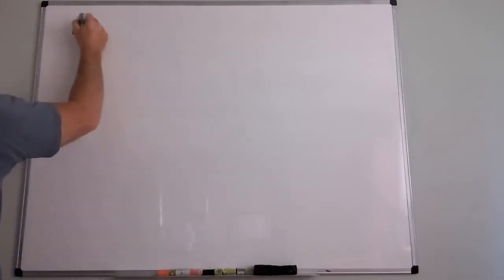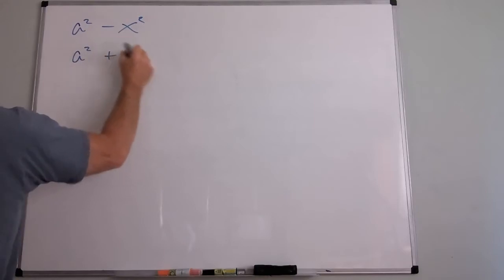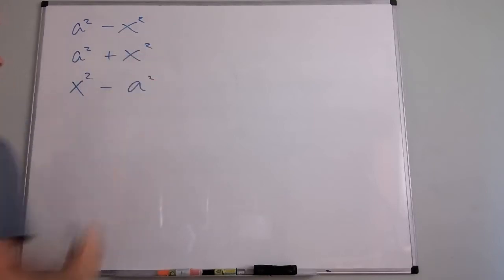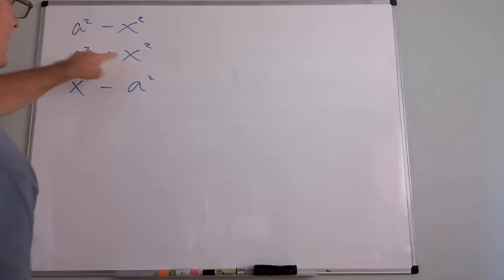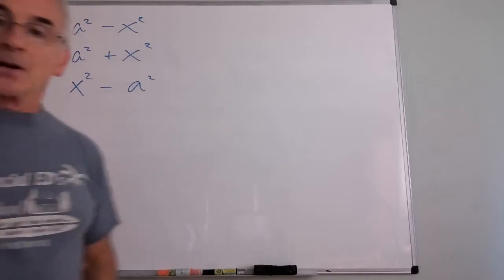Now, what I mean by sum of squares or difference of squares, my argument can be of the form a squared minus x squared. It can be in the form a squared plus x squared, or it can be in the form x squared minus a squared. These are the only three ways I can have a sum or difference of squares. See, x squared plus a squared is the same as a squared plus x squared, so I don't need to write it twice. These are the three forms of integrands that I'm actually looking at.